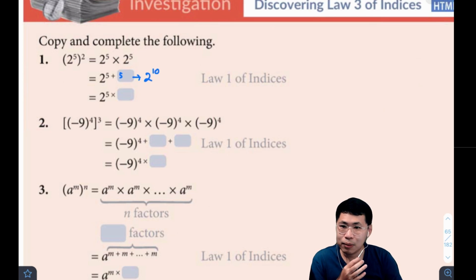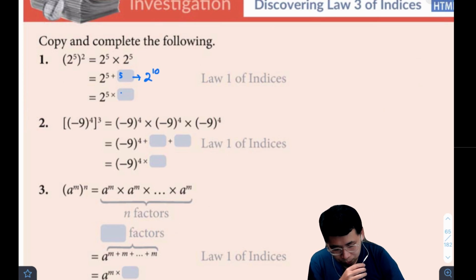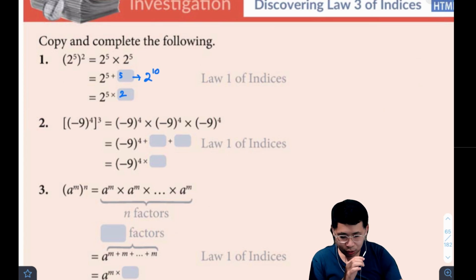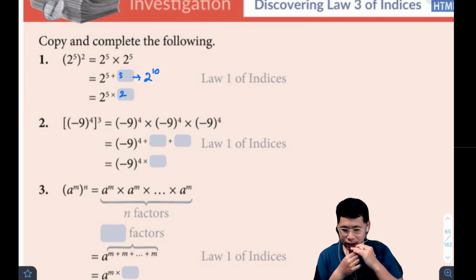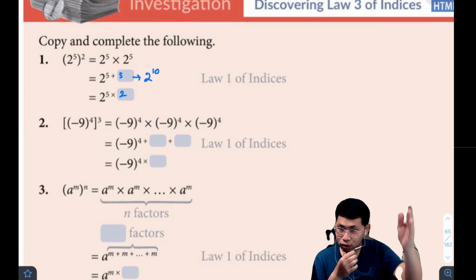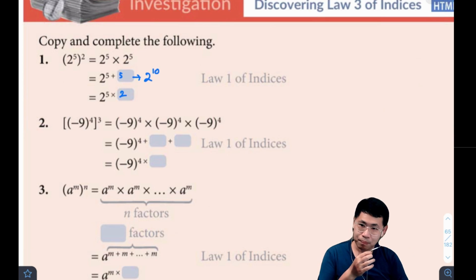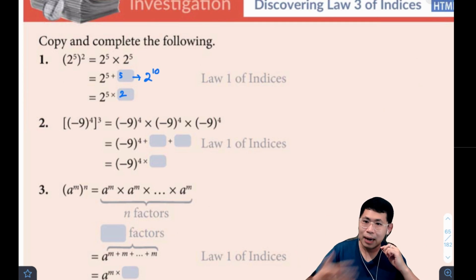So actually this one is 2 to the power of 10. You can add them together, 2 to the power of 10. But you can also take notice that power 10 is actually the same as power 5 times 2. So what is going on is you take the 5, you times 2 to get your power 10. Okay, so this is the first observation. Second one, -9 to the power of 4, and the whole thing you cube it.